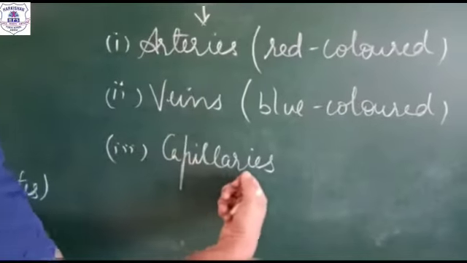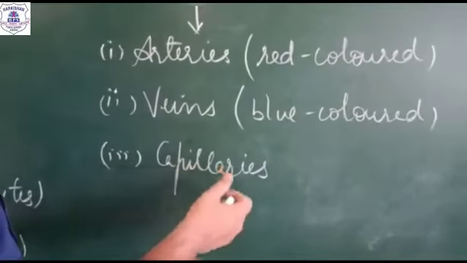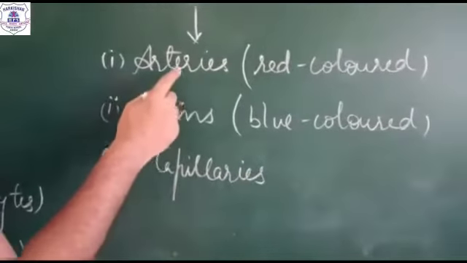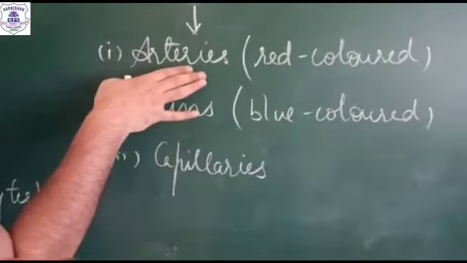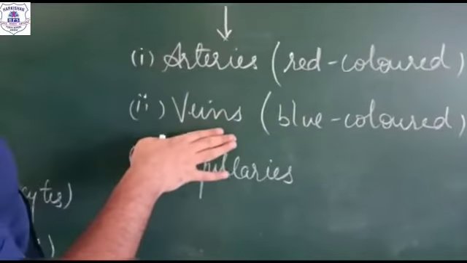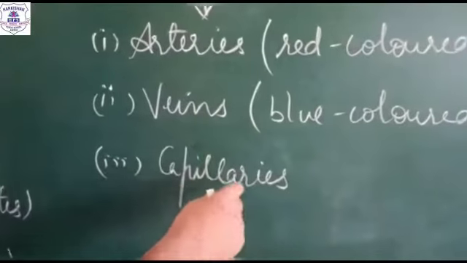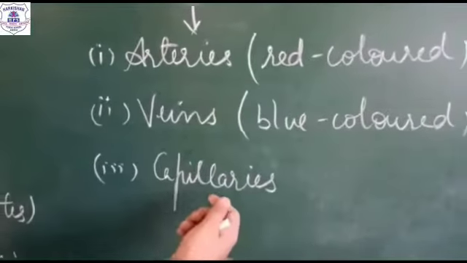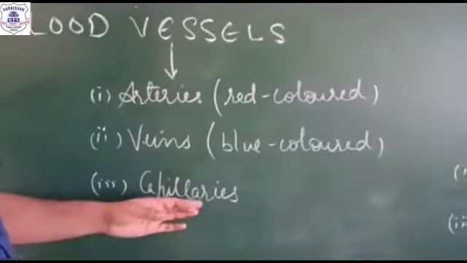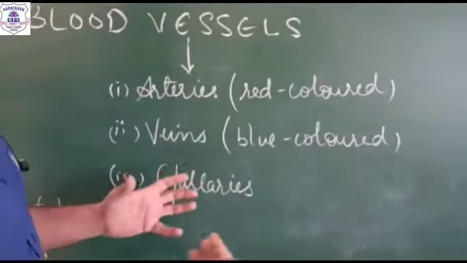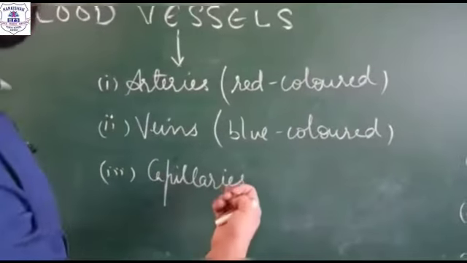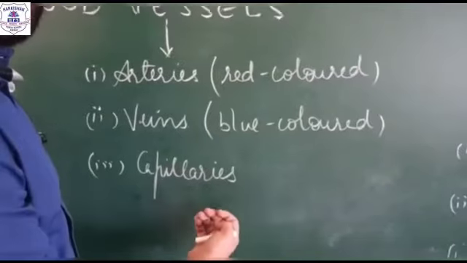The third one is the capillaries. These are the tiny little branches that are formed from the arteries and veins. When these arteries and veins break down, they form the capillaries. Means these are small, tiny vessels through which the blood flows, and this helps in the exchange of materials like carbon dioxide, oxygen, digested food, etc.